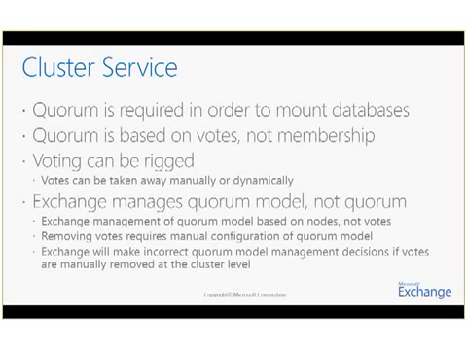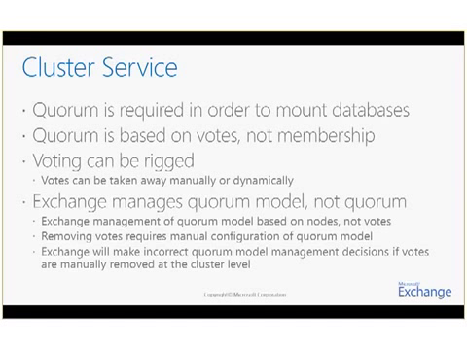Now, as I mentioned, Quorum is required to mount databases. If the underlying cluster for any database availability group does not have Quorum, then databases cannot be mounted. And that is a simple rule we use to enforce to prevent split brain at the cluster level. Now, Quorum is based on votes, not membership. And the votes can be rigged.